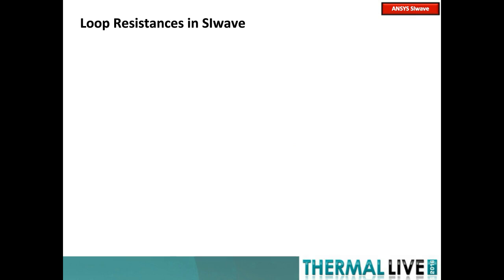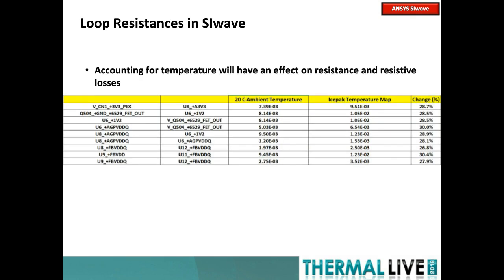Accounting for temperature will also have an effect on the resistance and resistive losses calculated in SI wave. So shown in this red box are the loop resistances calculated in SI wave at a 20 degree C ambient temperature. And those are compared to the loop resistances when you import the IcePack temperature map into SI wave. When you account for temperature, these resistances increase significantly by about 30% uniformly in this example.